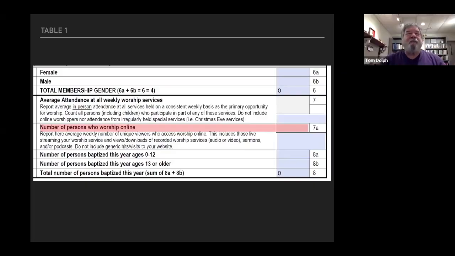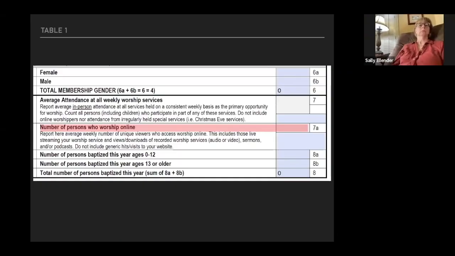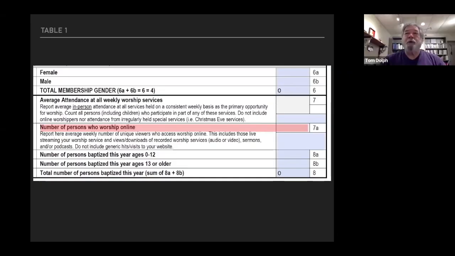This number does not affect apportionments. It doesn't make your pastor look better. It doesn't make your DS look better. It is just an increasingly important number for us to be able to track and to use in mission planning. So do your best.